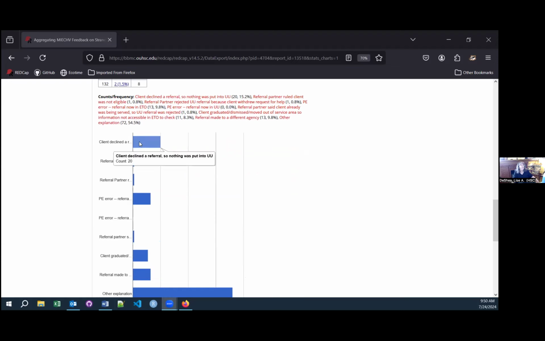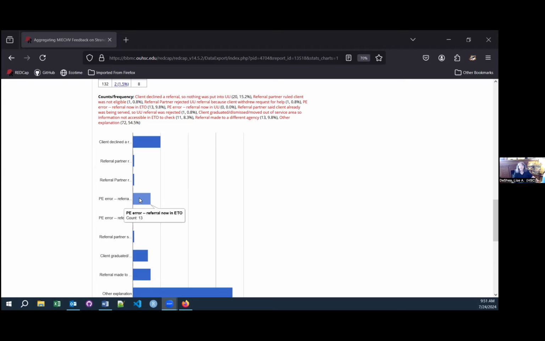A common one was the client had declined the referral, so there was no need to put anything into Unitas. That was 20 of them. There was one where the referral partner said the client wasn't eligible. Another time, there was a client who withdrew the request by the time the referral partner contacted him. The client said, I changed my mind.